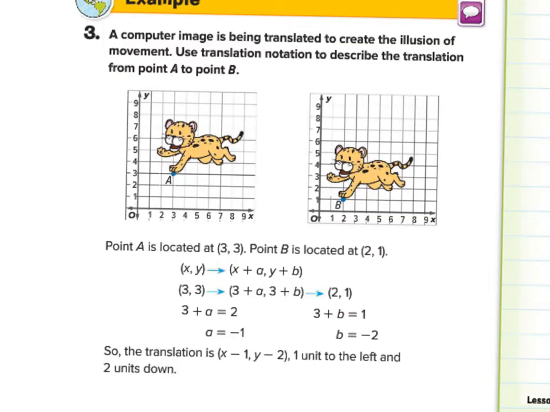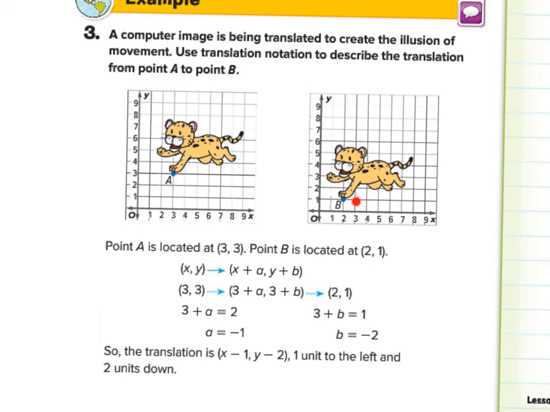Example 3. A computer image is being translated to create the illusion of movement. Use translation notation to describe the translation from point A to point B. So we want to show that this little tiger, or I guess little cheetah or leopard, not even sure what it is, is jumping from this point down to this point. You see that? We have A, which is sitting at 3, 3, and it's going to go to 2 and 1. So what is our translation?